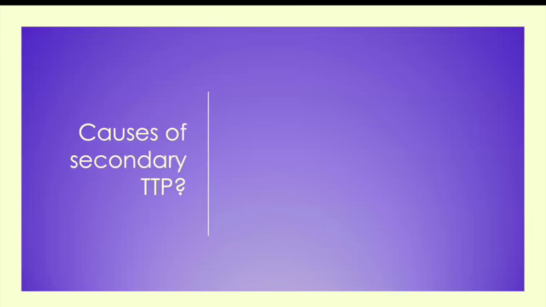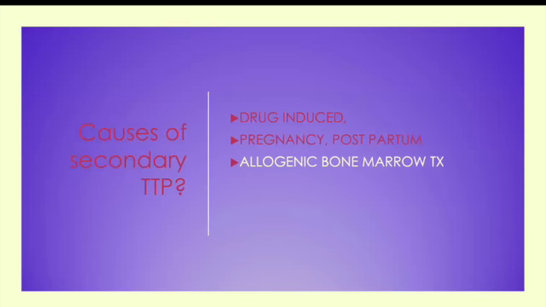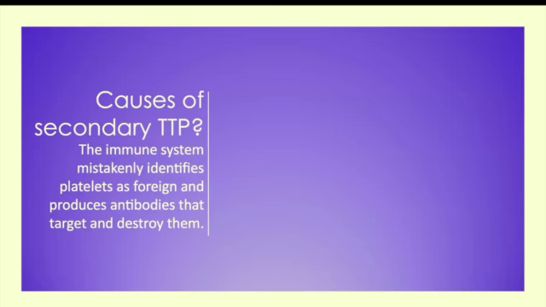platelets. And then causes of secondary TTP, remember it was like medications, there was pregnancy induced, allogenic bone marrow transplant, there's like that SLE, and then the scleroderma and HIV. So ITP thinks that the platelets are foreign and wants to produce antibodies and then target to destroy your own platelets.